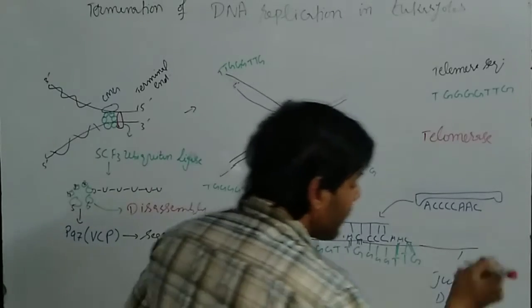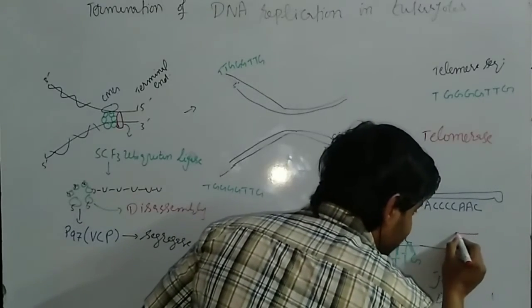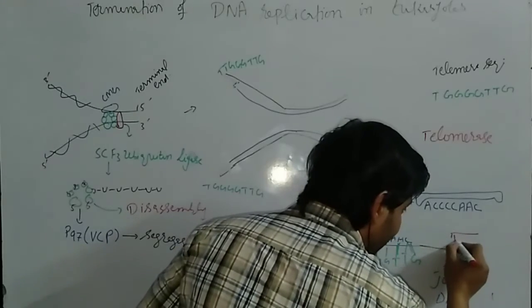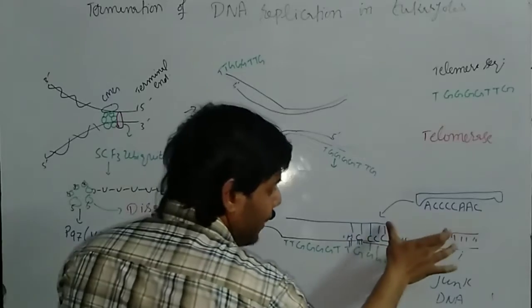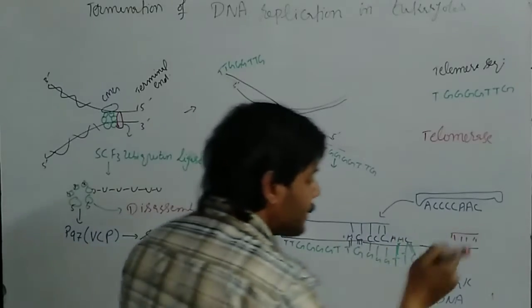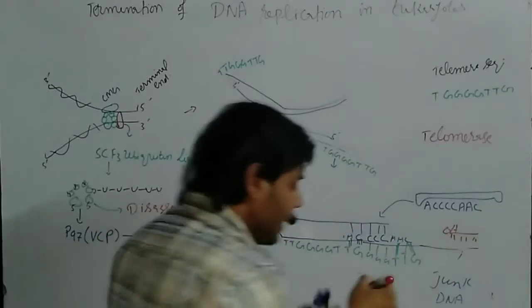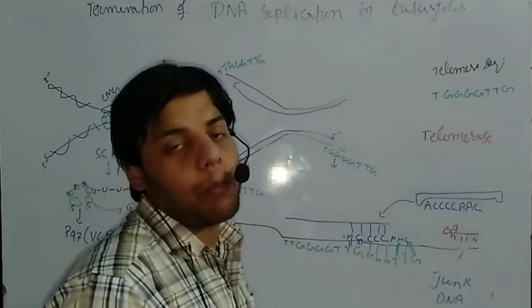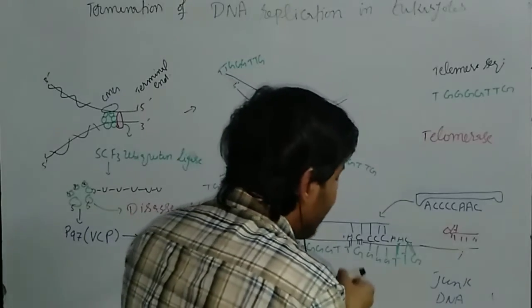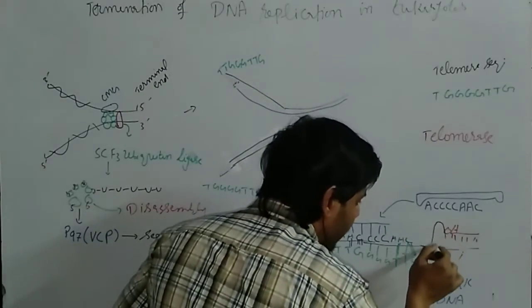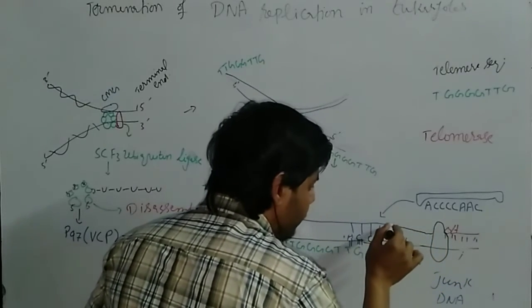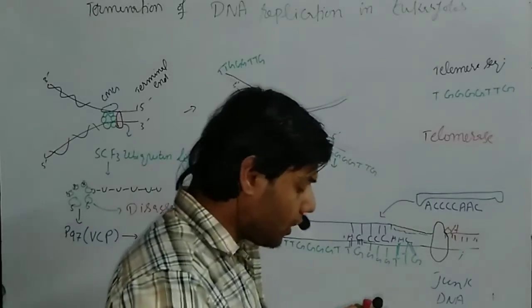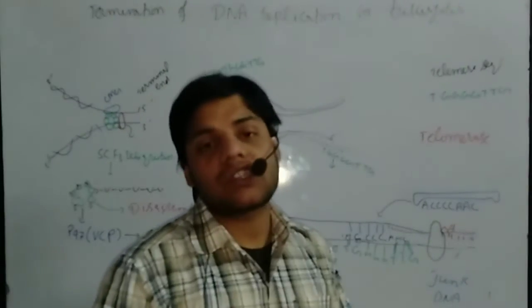But still the primer is bound here. Primase can add the primer here. So primase can add the primer and again we get the gap. Now here the hydroxyl group is also present. Then DNA polymerase delta can come and add the nucleotides. This is the DNA polymerase and it can add the nucleotides, as you can see. Okay. The same situation happens again.